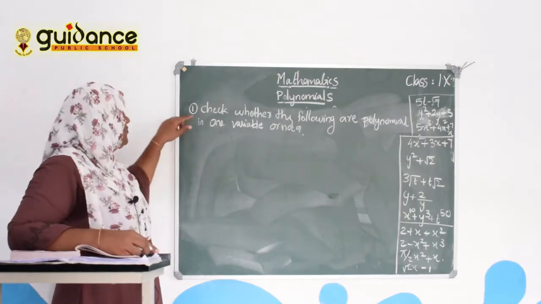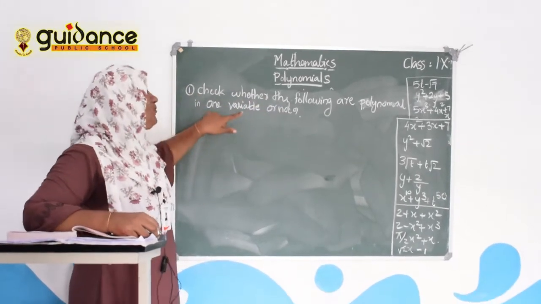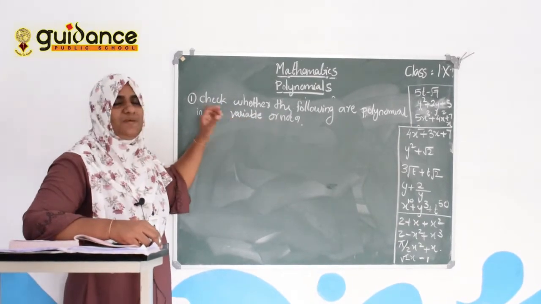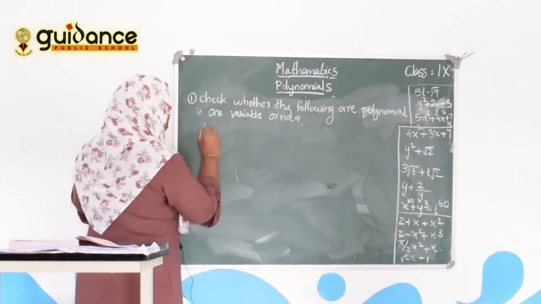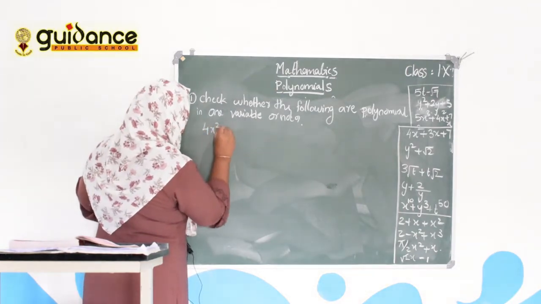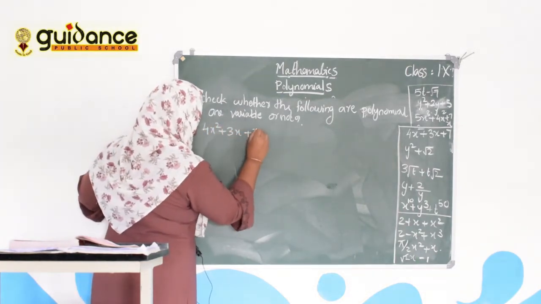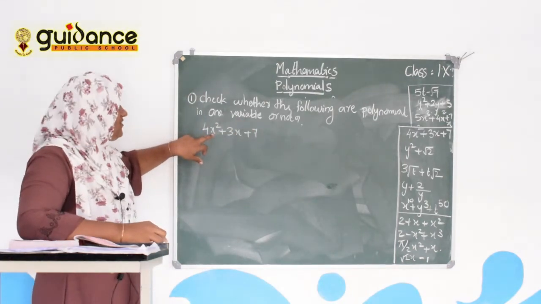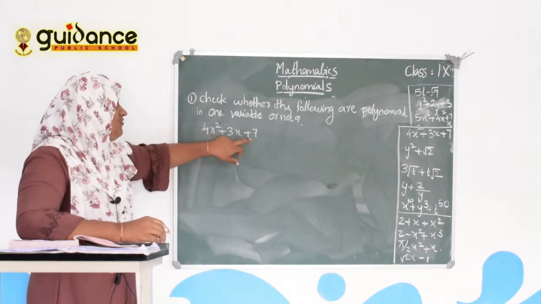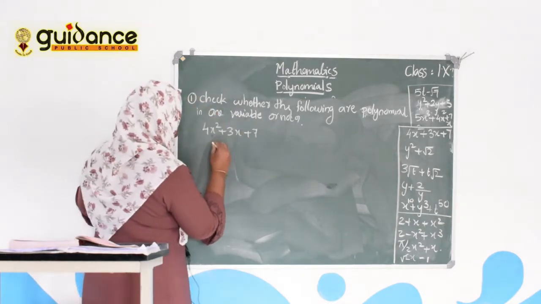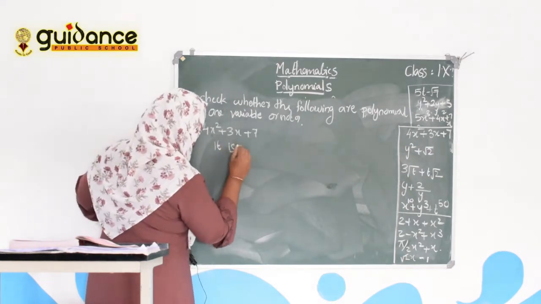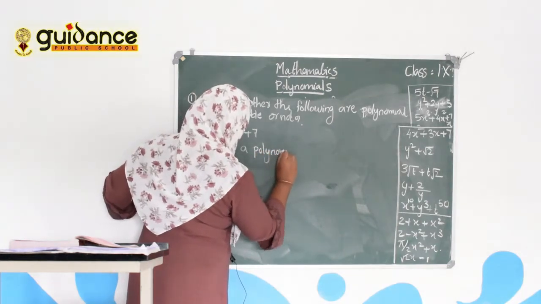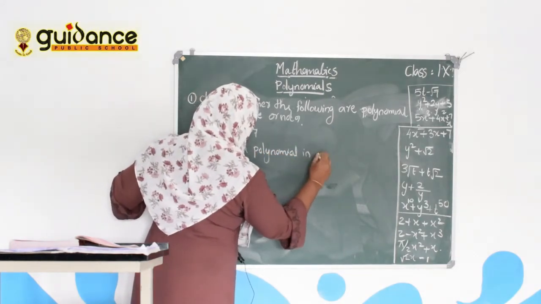Our first question: check whether the following are polynomials in one variable or not. First question, 4x square plus 3x plus 7. In this expression, which is the variable? Here x is the variable. Therefore, it is a polynomial in one variable x.